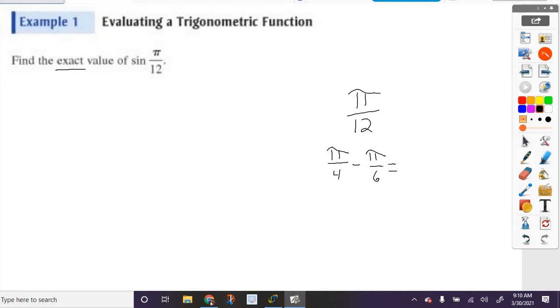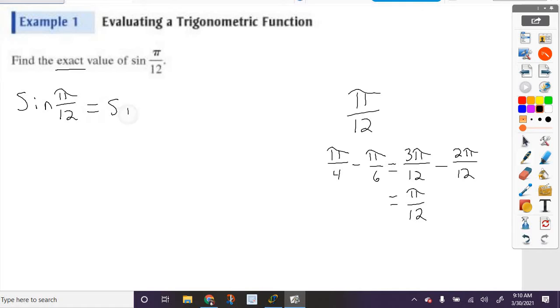And notice that if we find a common denominator, it would be 12. So we would have to multiply our first one by 3, and our second one by 2. And we do indeed end up with pi over 12. So basically what we're going to do to evaluate sine of pi over 12 is substitute that pi over 12 for whatever we found to add or subtract to it, which in this case was the pi over 4 minus pi over 6.